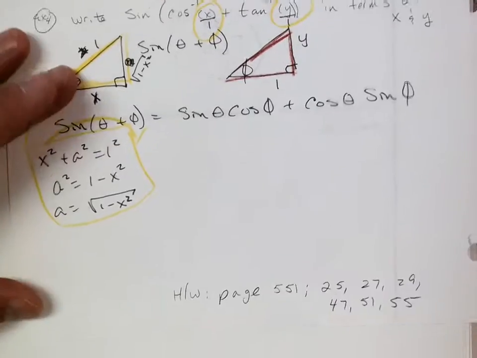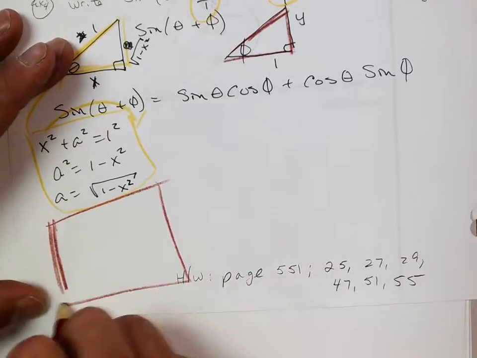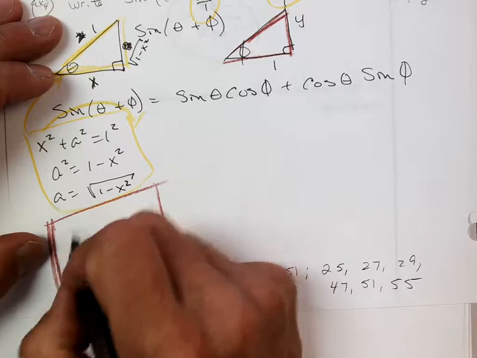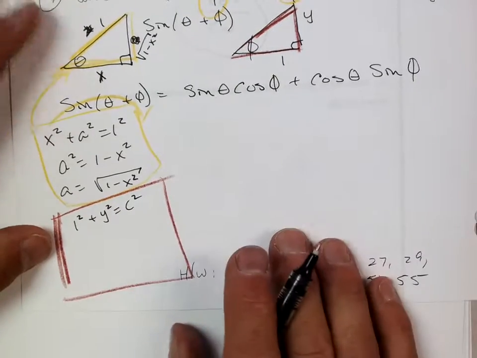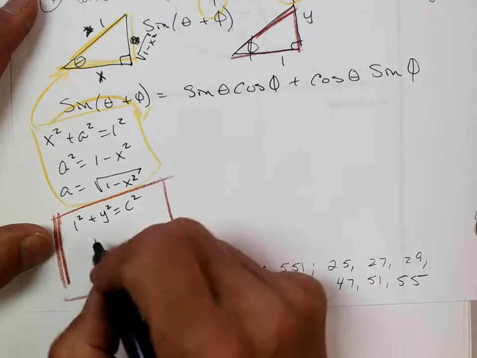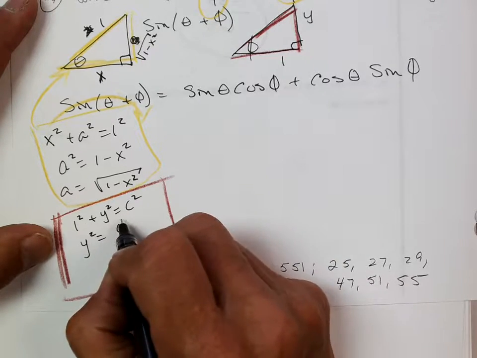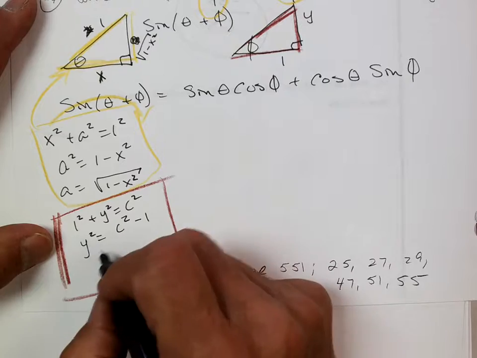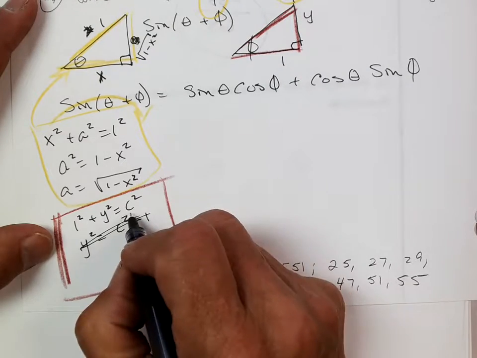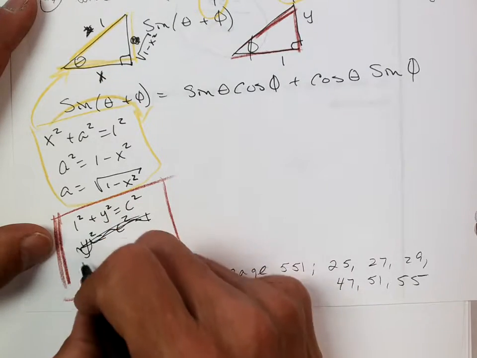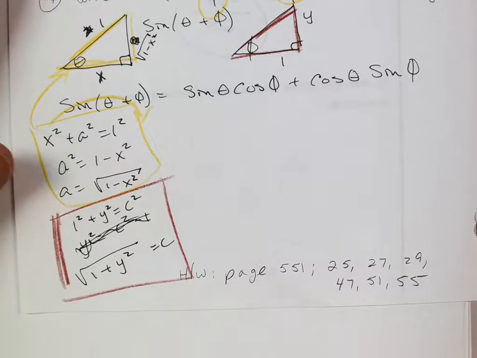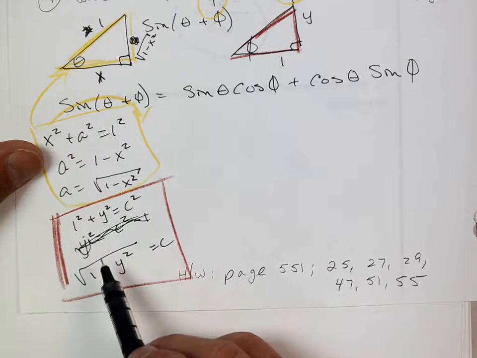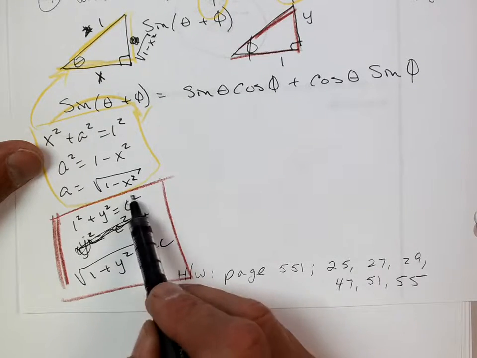So on the red triangle, do it down here so you can see it. I'm going to go, all right, 1 squared plus y squared equals c squared. You okay with that, right? Pythagoras theorem. That's easy because I'm just going to square root that. The square root of 1 plus y squared equals c. There we go. All right, I'm just going to square root it. Solve for c, just square root it.